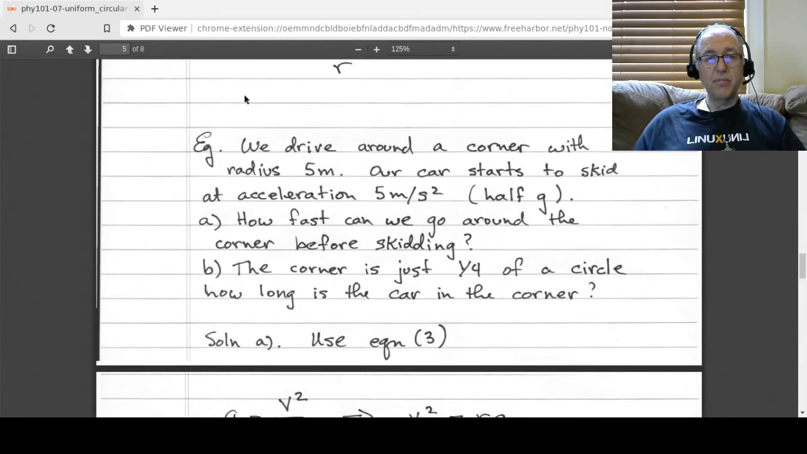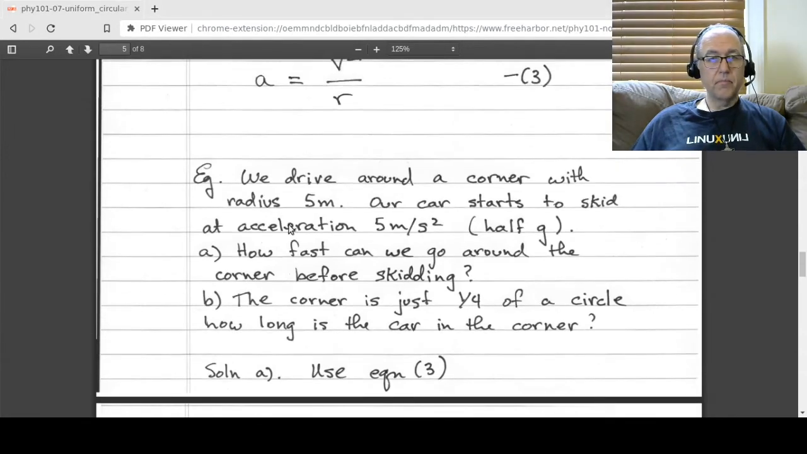My first problem is a very typical problem for uniform circular motion. We're driving around a corner with a radius of 5 meters. That's about 15 feet, so it gives you an idea. I tried to make the numbers fairly real life. It might not be exact, but roughly speaking, you can imagine that a corner can be approximated as a portion of a circle. It doesn't have to be the full circle.